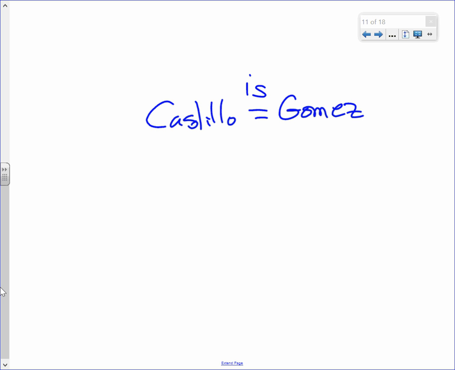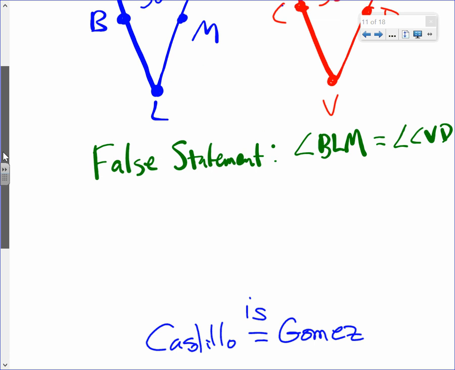That's false, huh? Castillo is in a red sweater. He's a different human being than Gomez. This statement says they're the same human being. They're not the same person. The only thing that they share is the age. So back to the angles. They only share the 30.